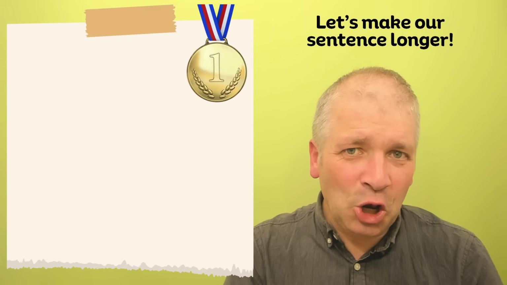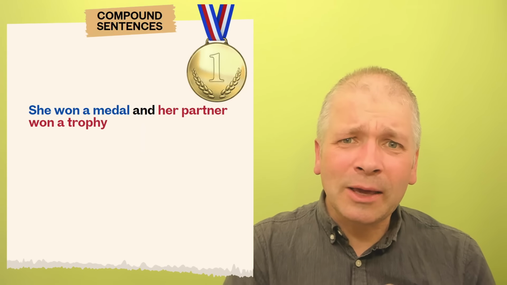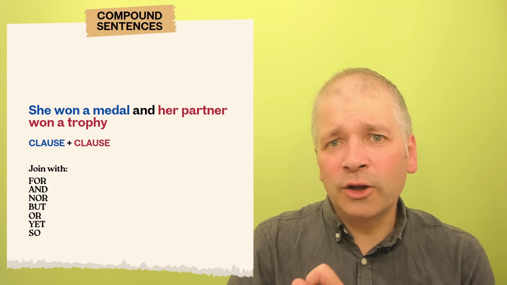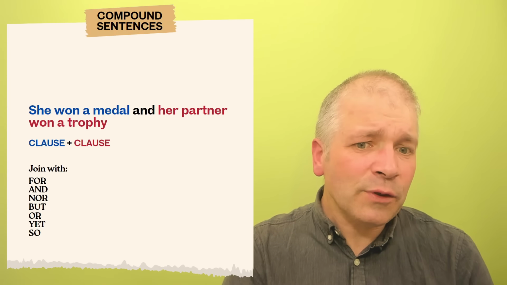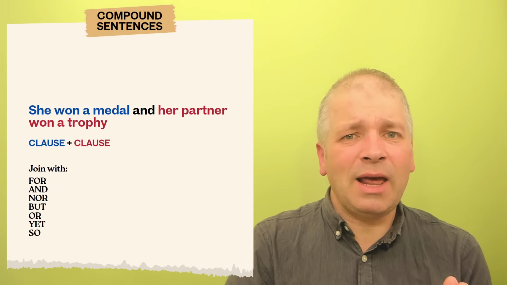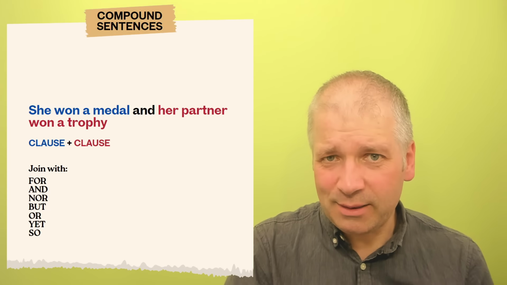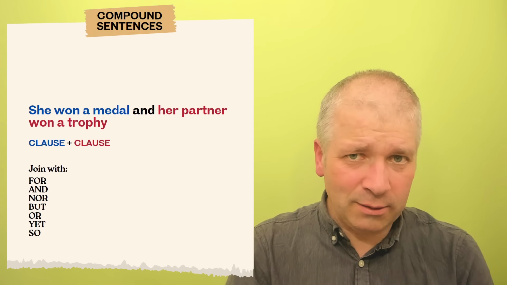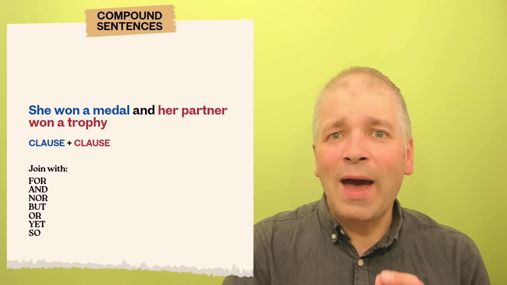Let's make our sentence longer though. So our original sentence was, she won a medal. Now let's turn it into a compound sentence. In a compound sentence, we have two parts, two different clauses. She won a medal and her partner won a trophy. So we have the clause, she won a medal. Now a clause is any combination that has a subject and a verb with tense in it. So she won a medal is a clause. Her partner won a trophy is a clause, and we join them together with and.